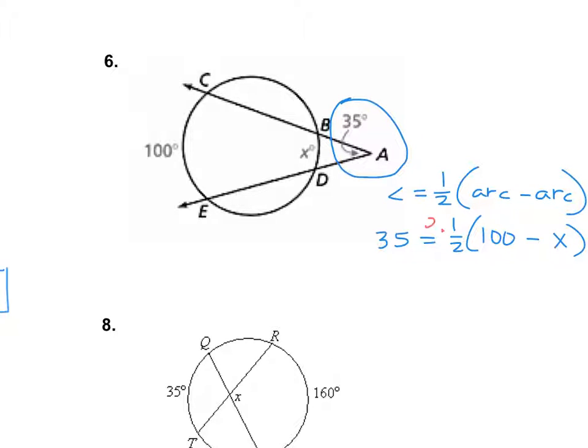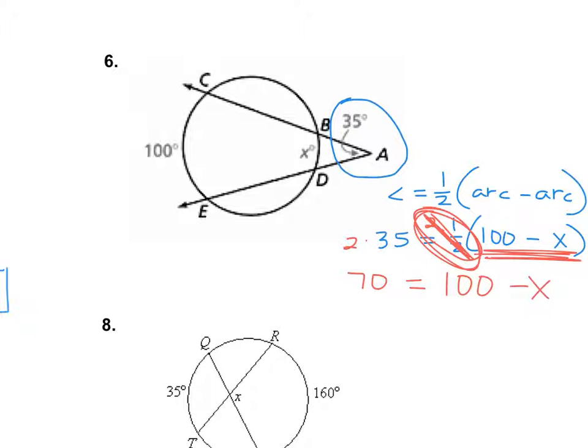If I multiply by 2 on both sides, I get 70, and then these cancel, 1/2 times 2, so I'm just left with 100 minus x. What I saw on the quiz was people would multiply by 2, but then they would distribute that 2 and double this stuff. You don't want to do that. When you multiply by 2, it takes care of itself right here. They cancel out. Okay, so you're left with just the 100 minus x.